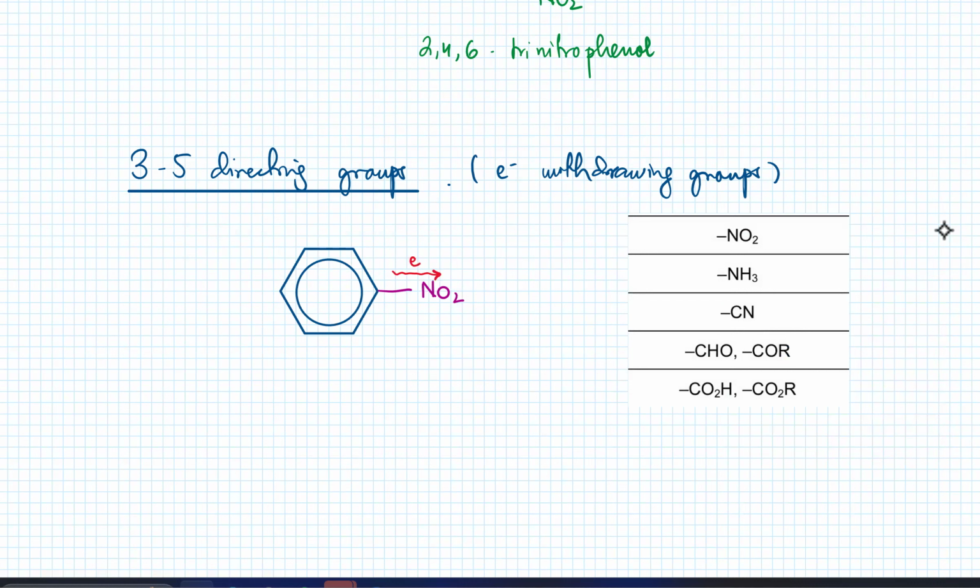So now the opposite will happen. The positions where the electron density was higher, in those positions, the electron density is now going to be lower because the electrons are going to get withdrawn. So the right side of benzene is going to have a lower electron density because the electrons are going to be pulled away from benzene.